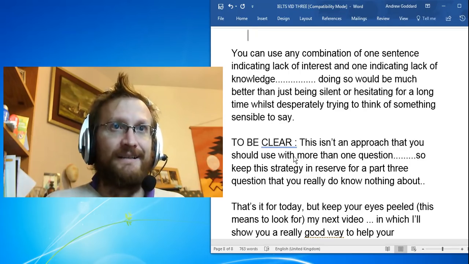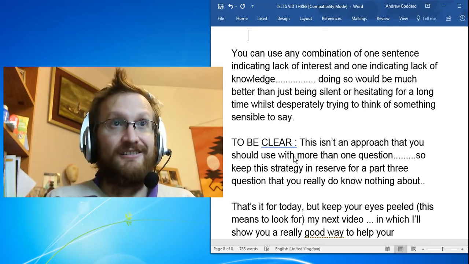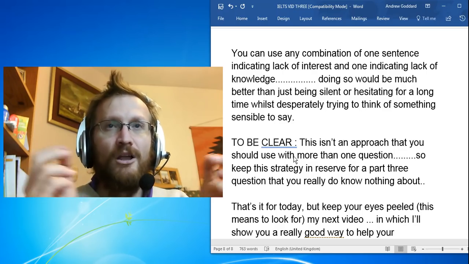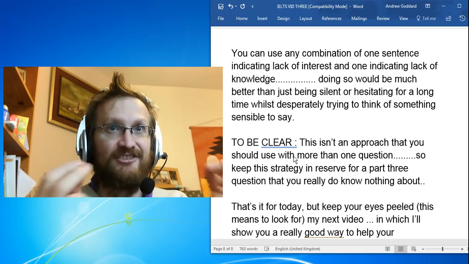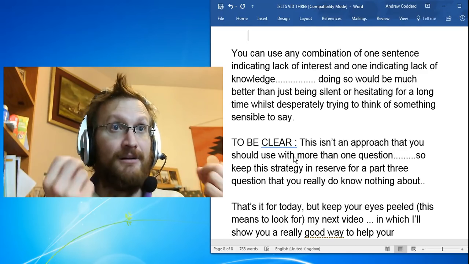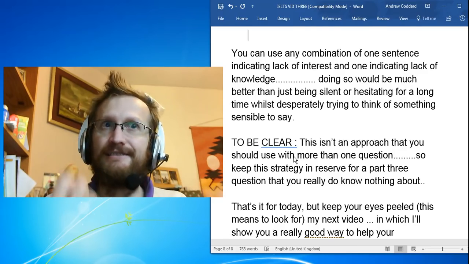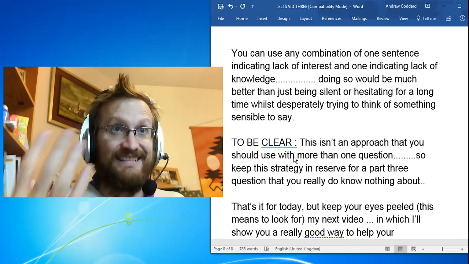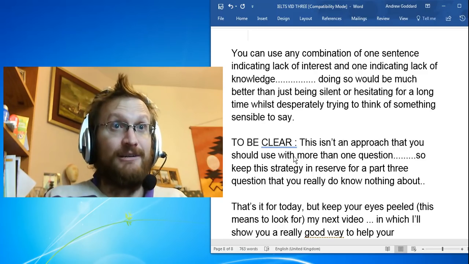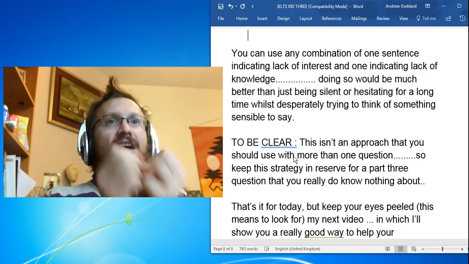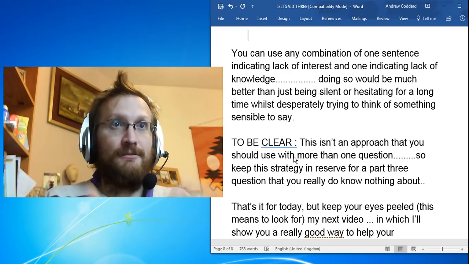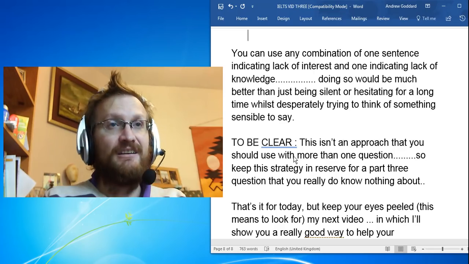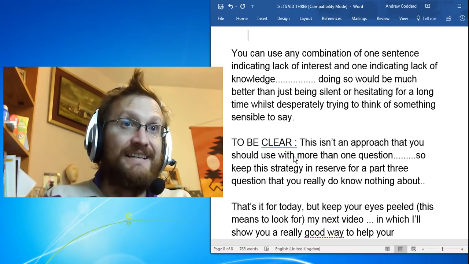Now, a word of warning. To be clear, this is not an approach that you should use with more than one Part 3 question. What you need to do is to keep this strategy in reserve for a Part 3 question that you really do know nothing about. Using these idiomatic sentences to say, I don't know anything about this and I'm not interested in it, will give you a good answer because you will score highly for using appropriate idioms to communicate your message to the examiner.